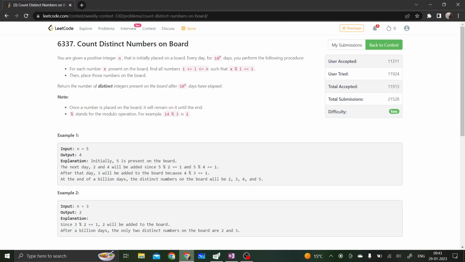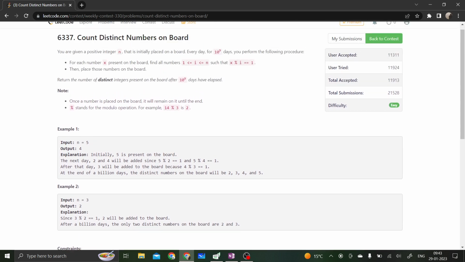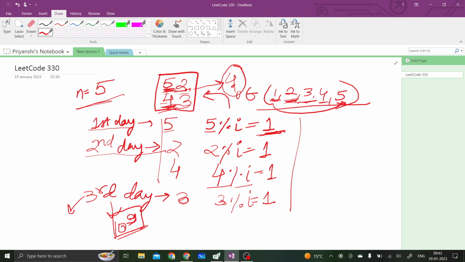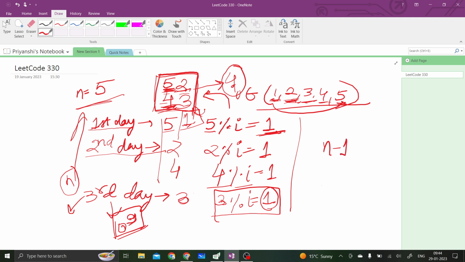Now if you see the constraint given in the question, n can be from 1 to 100, right? When n is from 1 to 100 and you are performing this operation 10 raised to the power 9 times, which is more than n times, then definitely we'll be getting all the numbers. But because we have to take modulo, we will not be getting 1 on the board for any test case. Why? Because 1 will always produce a remainder of 0, so we'll never be getting 1 on the board. So for all the cases, we'll be getting all the numbers except 1. So our answer will be n minus 1 distinct numbers.